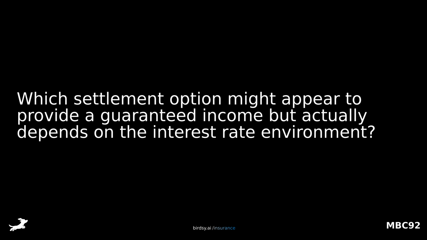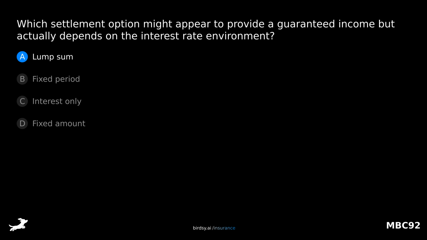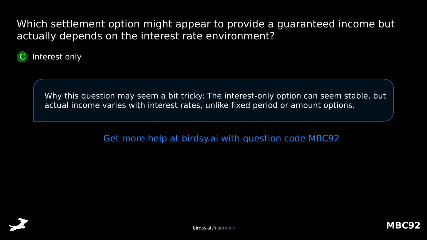Which settlement option might appear to provide a guaranteed income but actually depends on the interest rate environment? Is it A, lump sum, B, fixed period, C, interest only, or D, fixed amount? The answer is C, interest only. Why this question may seem a bit tricky: the interest-only option can seem stable, but actual income varies with interest rates, unlike fixed period or amount options.